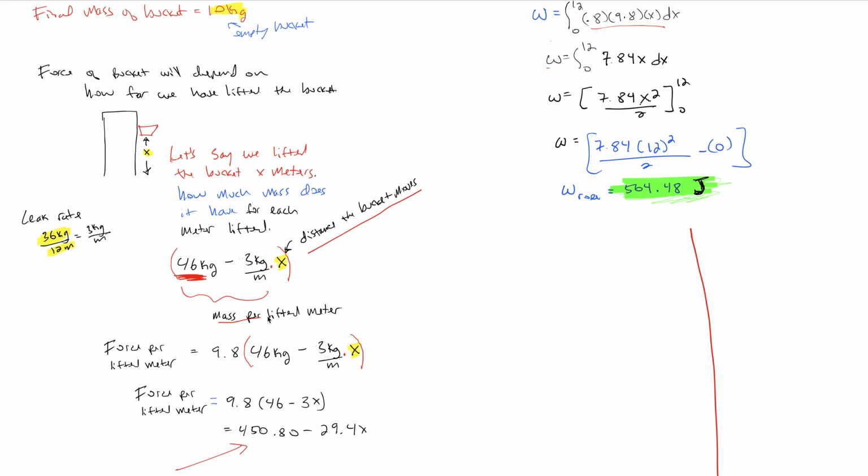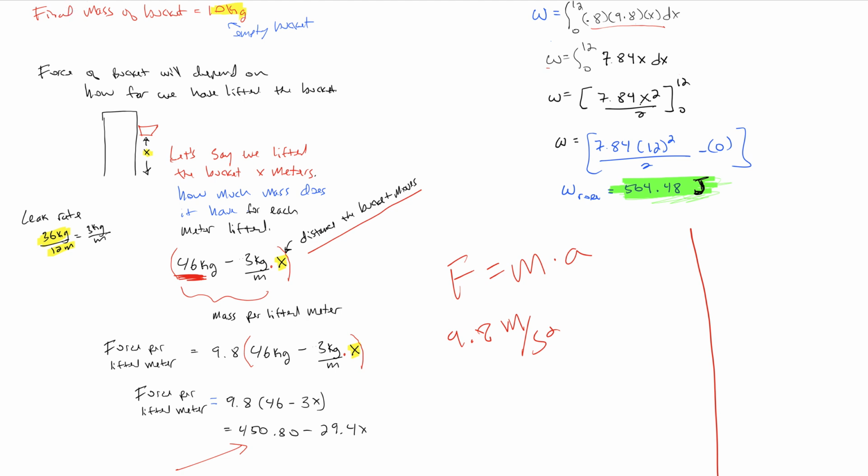So the equation above is the mass per lifted meter. Now we're going to figure out force per lifted meter. Remember, force equals mass times acceleration. We have the mass part right here. For acceleration, you use acceleration due to gravity, which is 9.8 meters per second squared. So now we have our force per lifted meter.